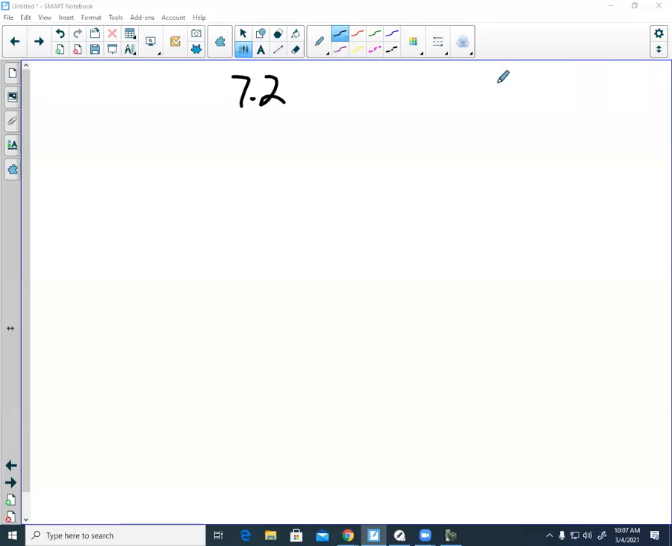This is where we're going to come up with a lot of our ideas. So 7.2 is all about graphs of rational functions, and that's exactly what you saw yesterday.